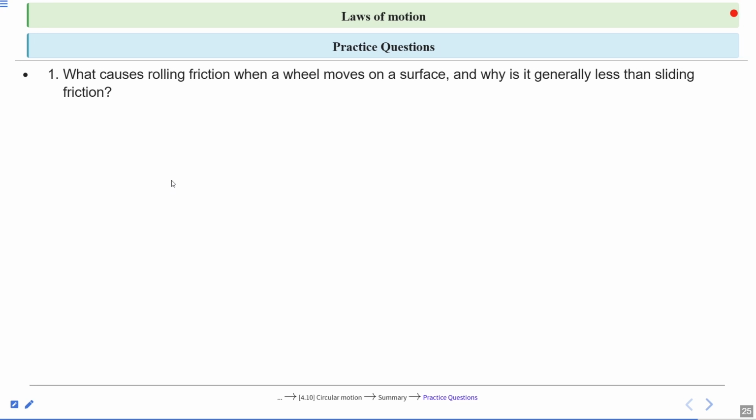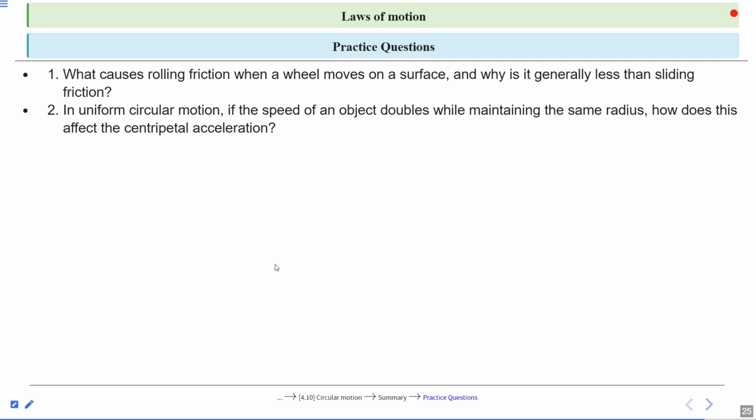Now we have some questions for you. Please note down. The first question: what causes rolling friction when a wheel moves on a surface, and why is it generally less than sliding friction? Second, in uniform circular motion, if the speed of an object doubles while maintaining the same radius, how does this affect the centripetal acceleration?